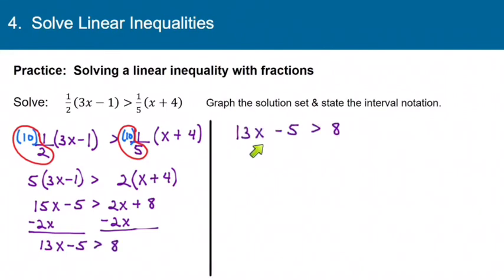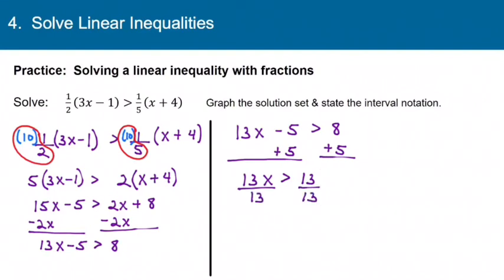And now we want to isolate the variable term, so we'll add 5 to both sides. So that gives us 13x is greater than 13. And now we want to isolate the variable, so we'll divide both sides by 13, and that will give us x is greater than 1.